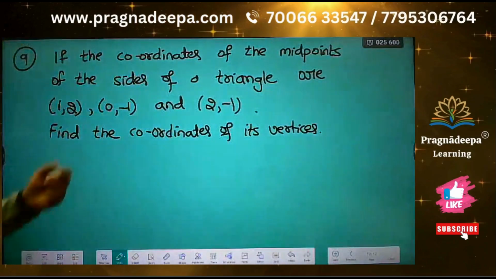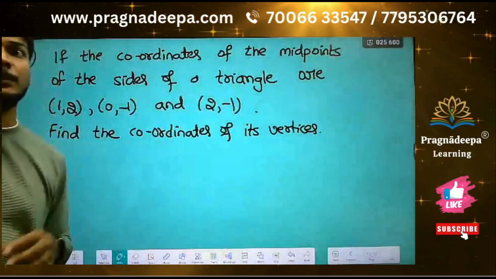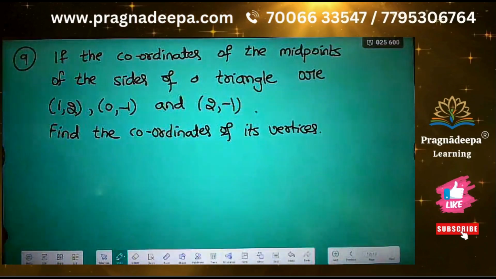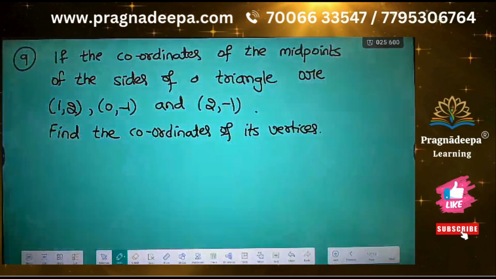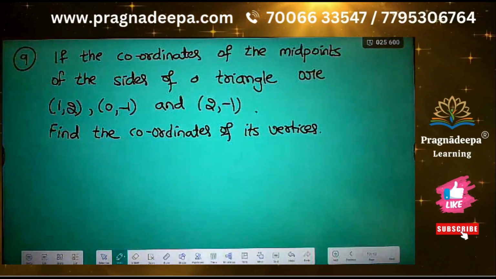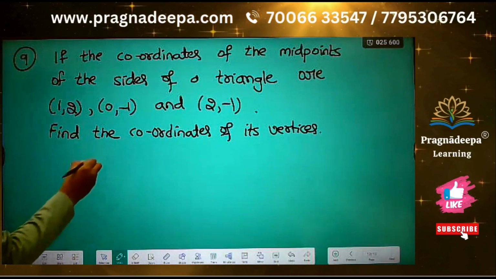So, what are they saying here? They have given the coordinates of midpoints of the sides of a triangle. So, you need to find the coordinates of vertices. So, you have to find out the coordinates of the vertices. So, how is it?